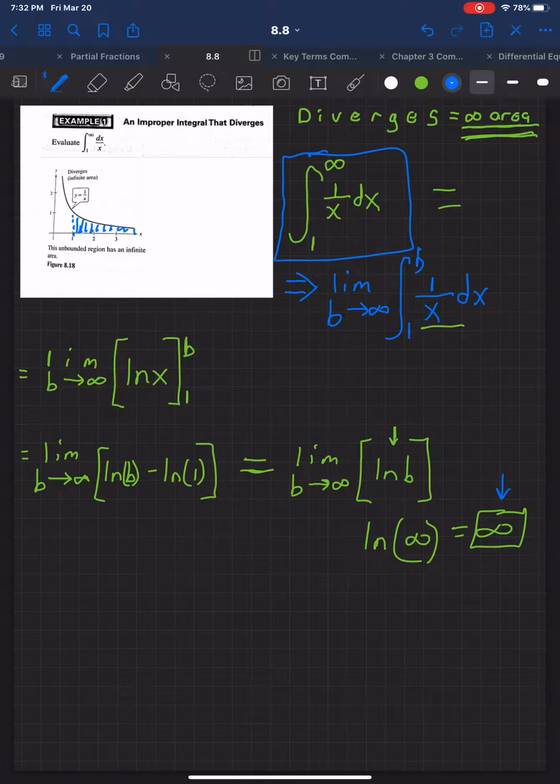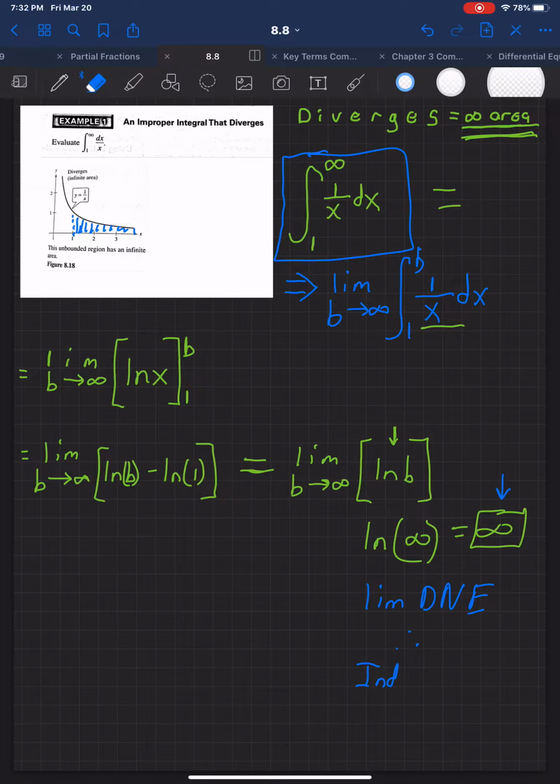So to talk about an infinite area means that, in this case, the limit does not exist. Infinite limits are not limits. They do not exist. In fact, the infinity is telling you why it does not exist. It's unbounded. So the limit does not exist. Therefore, the integral diverges.